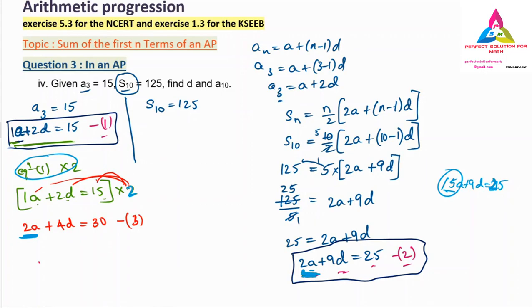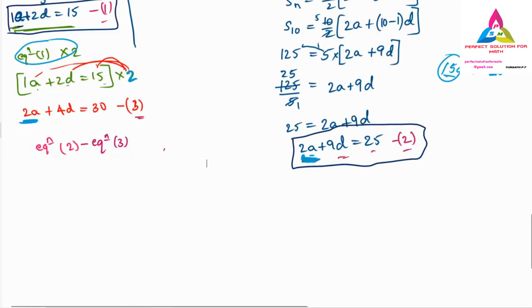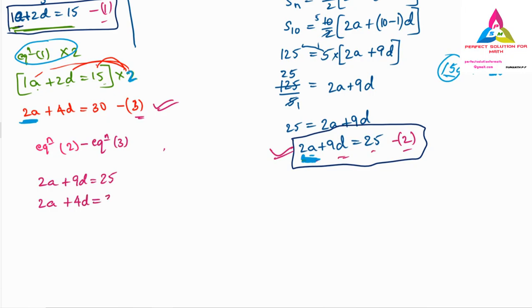That is equation 2 minus equation 3, because now we got equation 3, not equation 1, that we have to use over here. In equation 3 we multiplied, and that time we got 2a. Now the continuation part. What is equation 2? Equation 2 is 2a plus 9d is equal to 25. And equation 3 you can see over here, that is 2a plus 4d is equal to 30. Don't write equation 1.